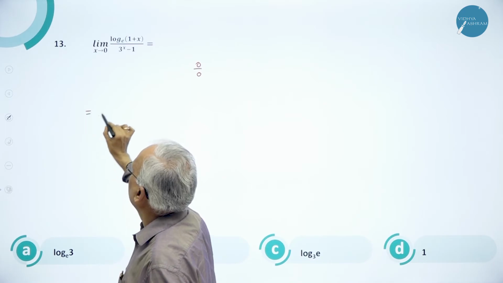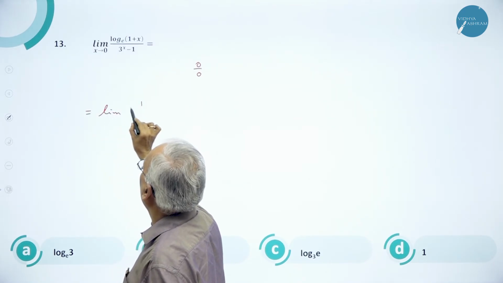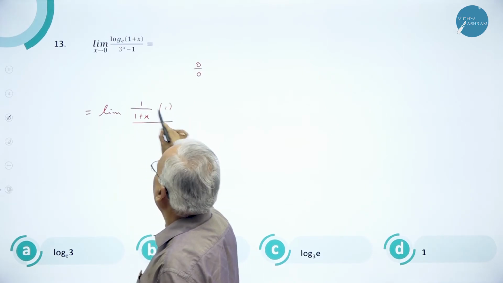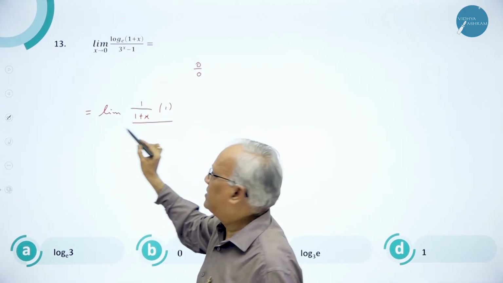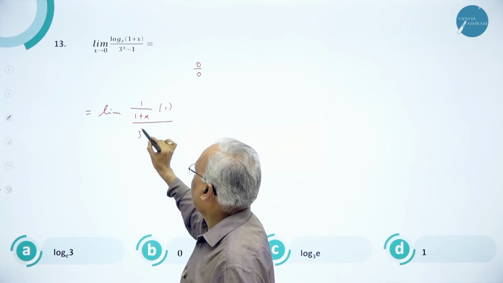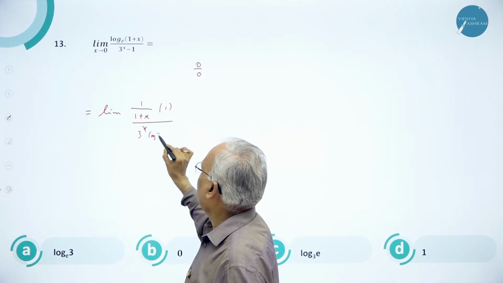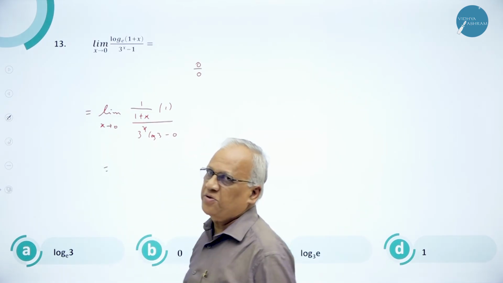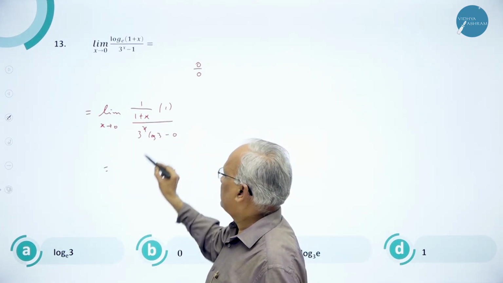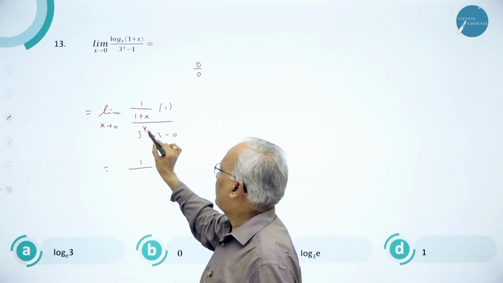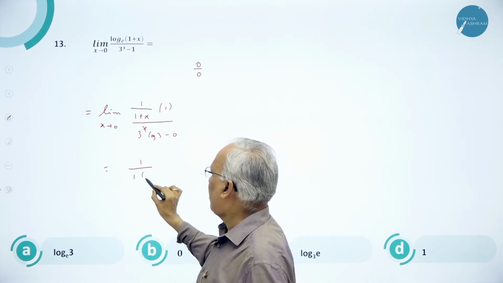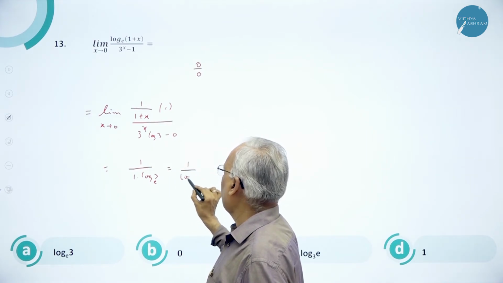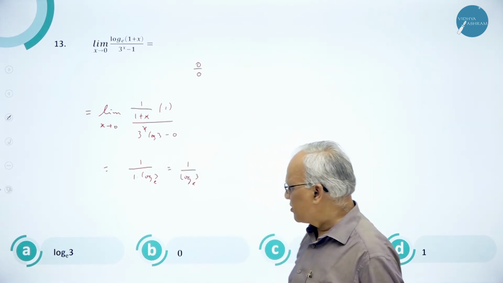So this becomes the limit of 1 over 1 plus x, into the derivative of 1 plus x, which is 1, divided by the derivative of 3 power x minus 1, which is 3 power x into log 3 minus 0, as x tends to 0. Now put x equal to 0: 1 over 1 plus 0 is 1, divided by 3 power 0, which is 1, into log 3 to the base e. Therefore, it is 1 over log 3 to the base e.